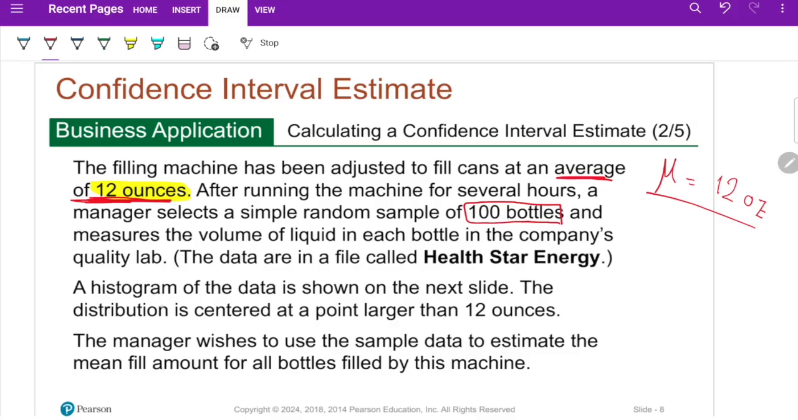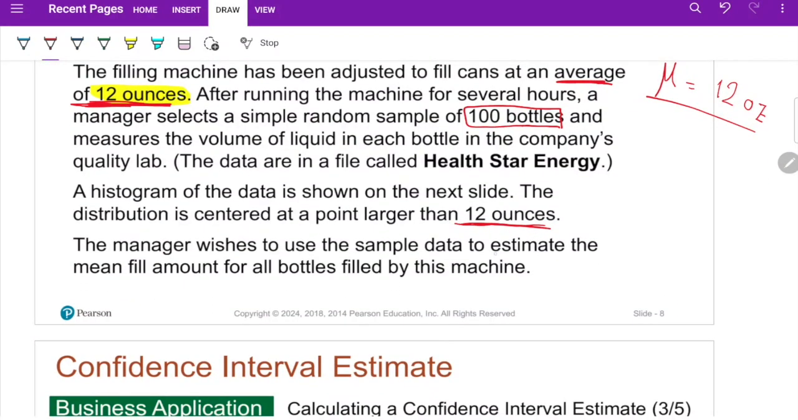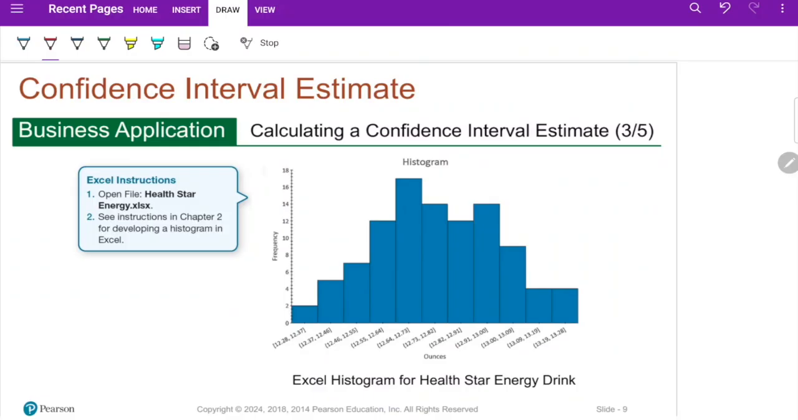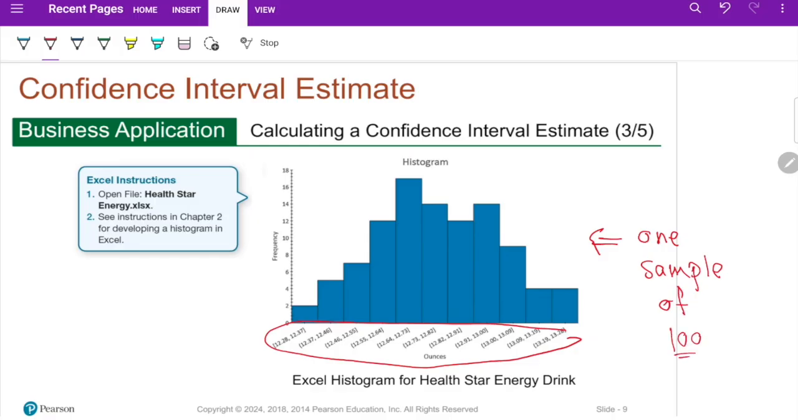After that, he creates a histogram of the data, and the distribution is centered at a point larger than 12 ounces. So the manager wishes to use the sample data to estimate the mean fill amount for all bottles filled by this machine. So he took 100, right? Then he measured the volume in each, and he found these measurements. This is only one sample. This is important. This is only one sample of 100, and he found that the average is higher than 12. It's 12 point something.